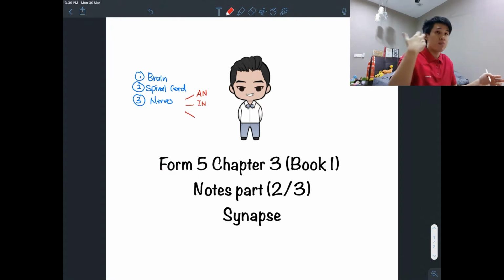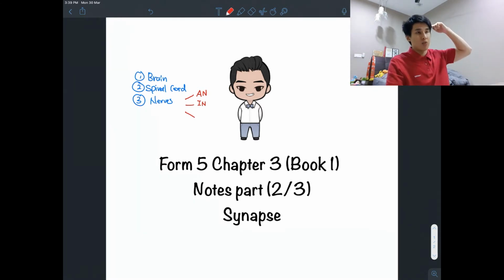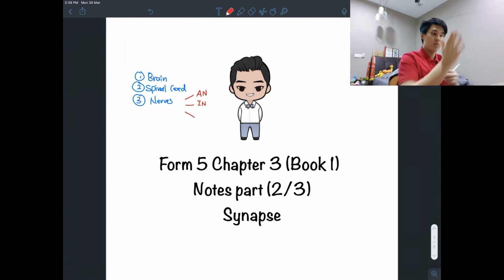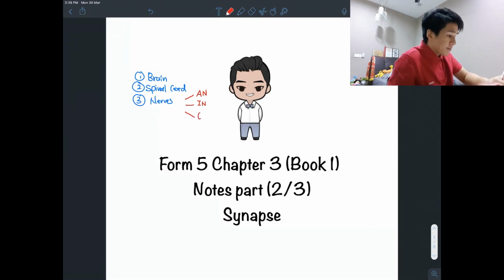After your brain comes up with a response, it will then send signal back to your interneuron in your spinal cord and then connect to the efferent neuron. The efferent neuron will send signal to your muscle, so your muscle will carry out the response.